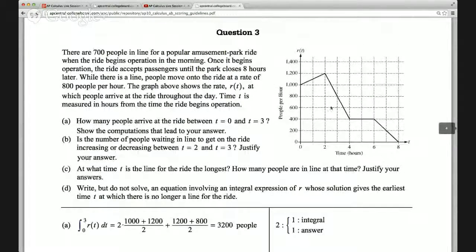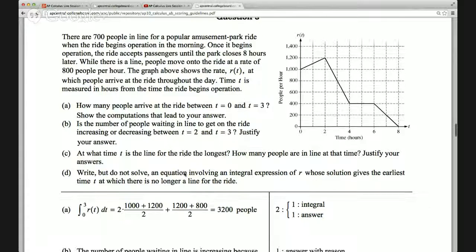Okay, and now we have to figure out how many people are in the line. So we started off with how many? 700 people. So then we already know for time 3, from time 0 to 3, we have already said that 3,200 people arrive at the ride between 0 and 3.